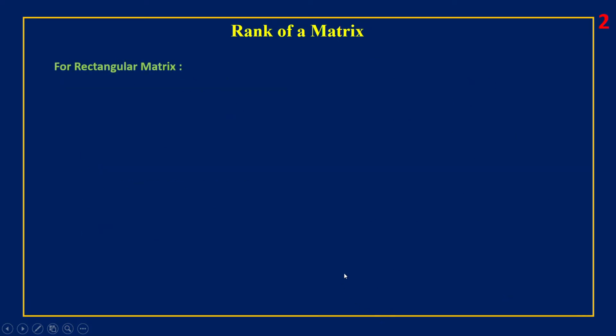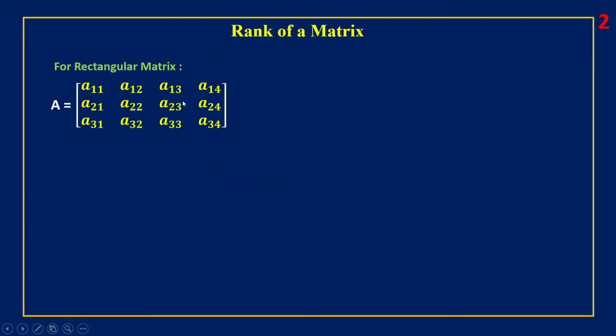Here I will explain for a rectangular matrix also. In a rectangular matrix also we can find the rank of a matrix. So for a rectangular matrix I have considered a 3 cross 4 matrix. A 3 cross 4 matrix consists of 3 rows and 4 columns. So to find out the third order minors, we can strike out one column, either column 4, column 3, column 1 or column 2. By striking out one column, we can find the third order minors.